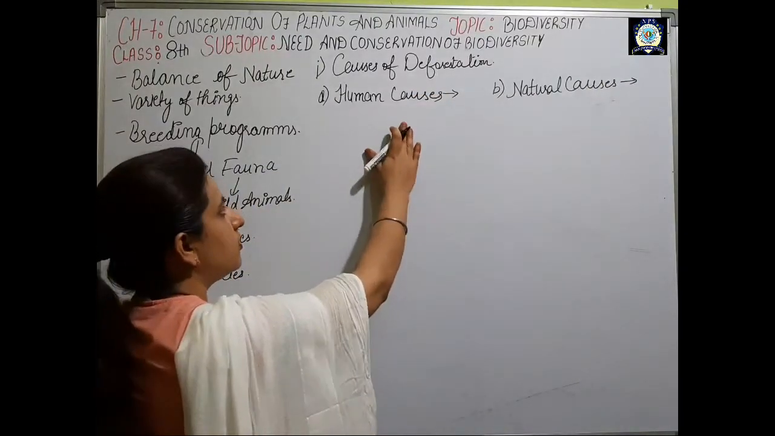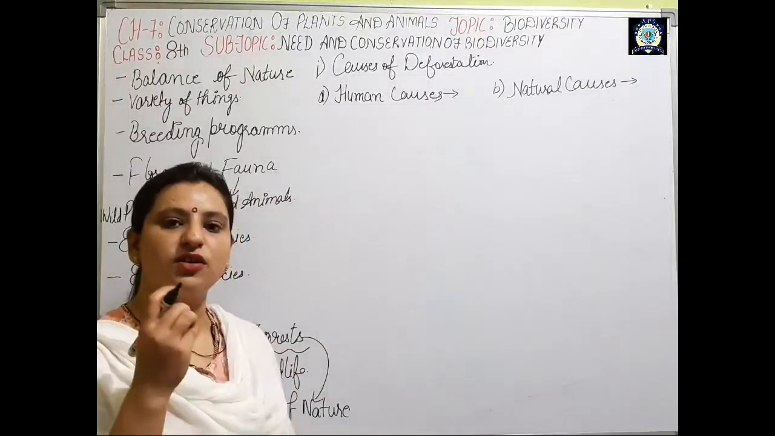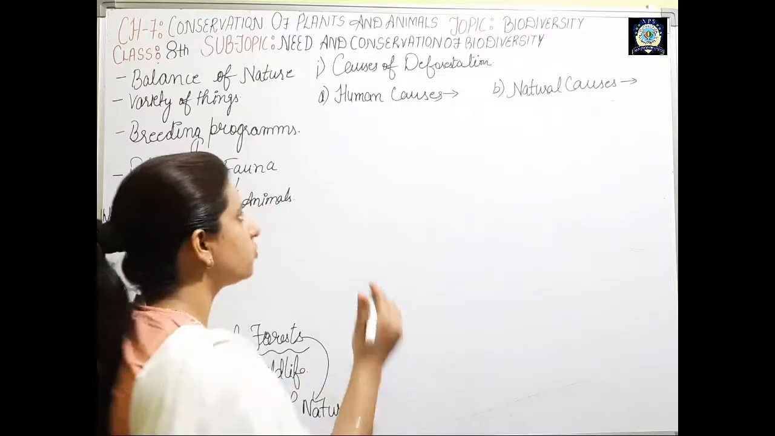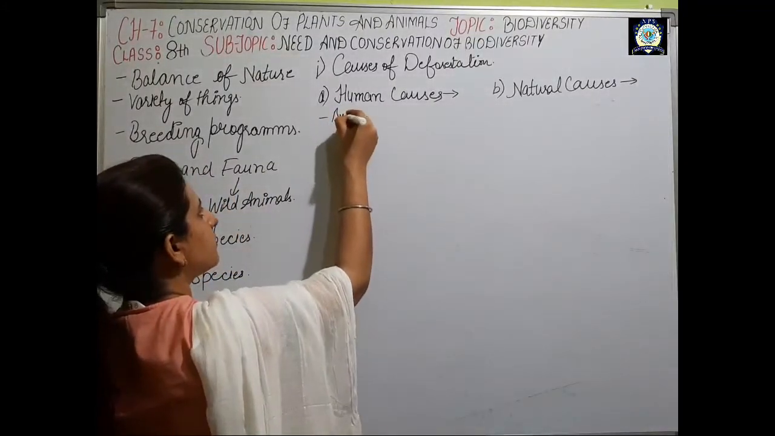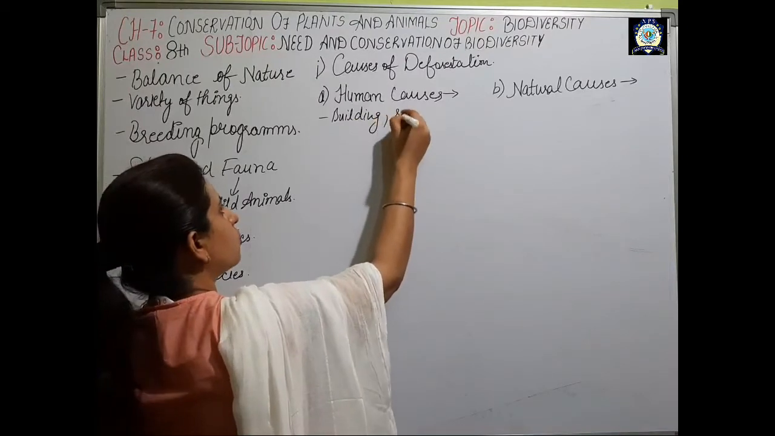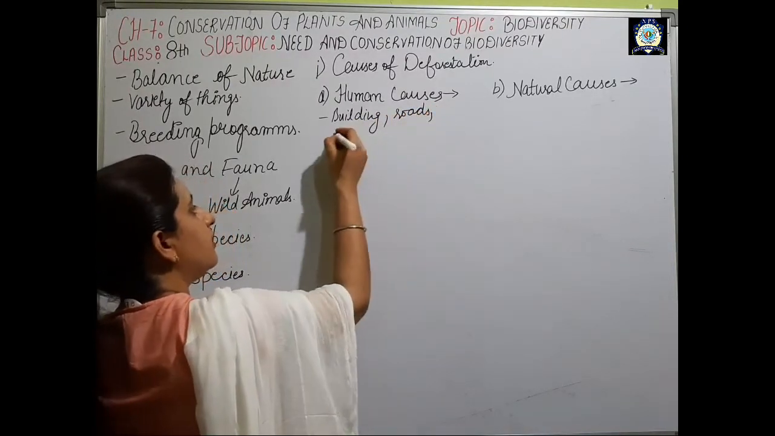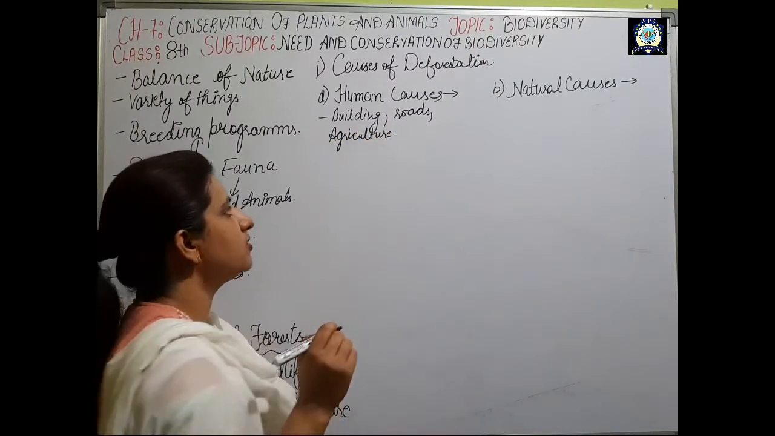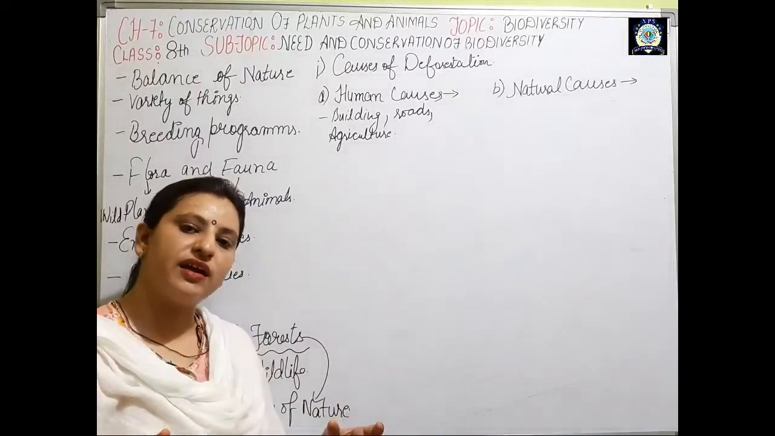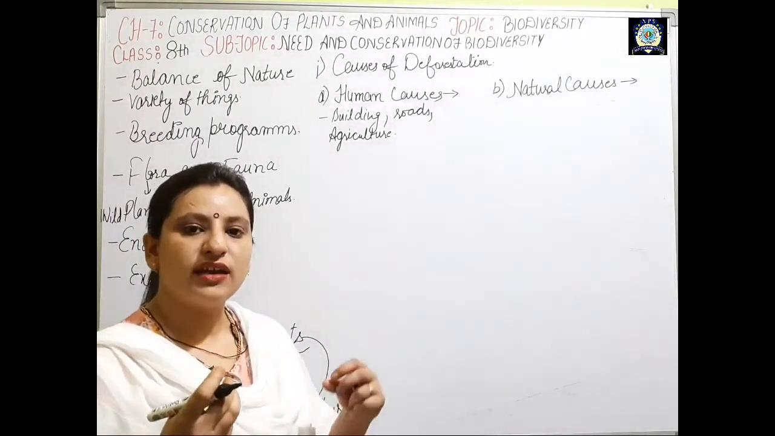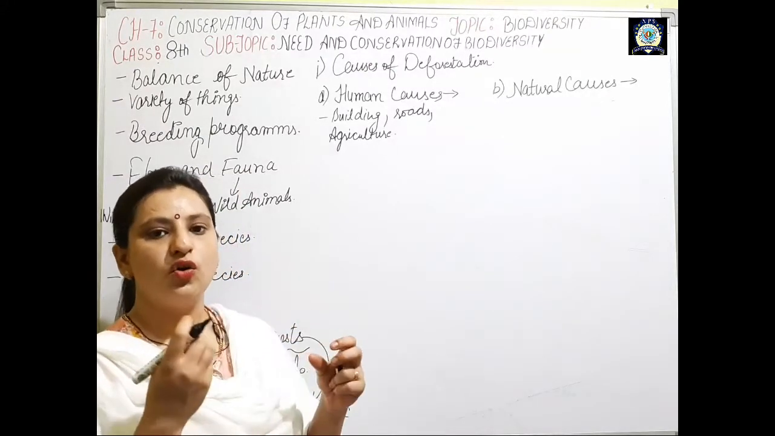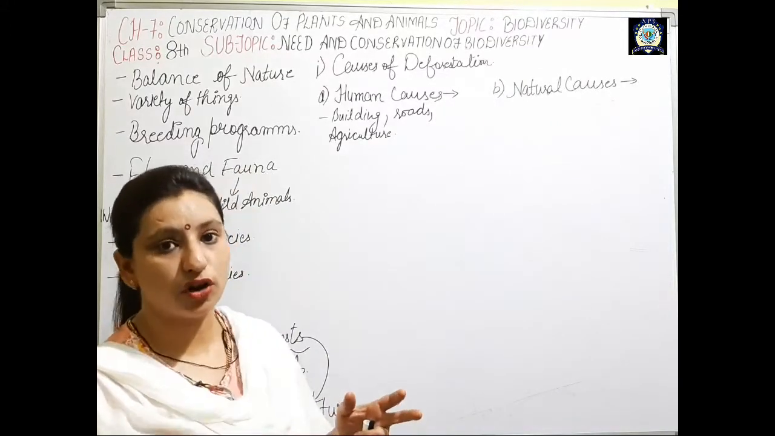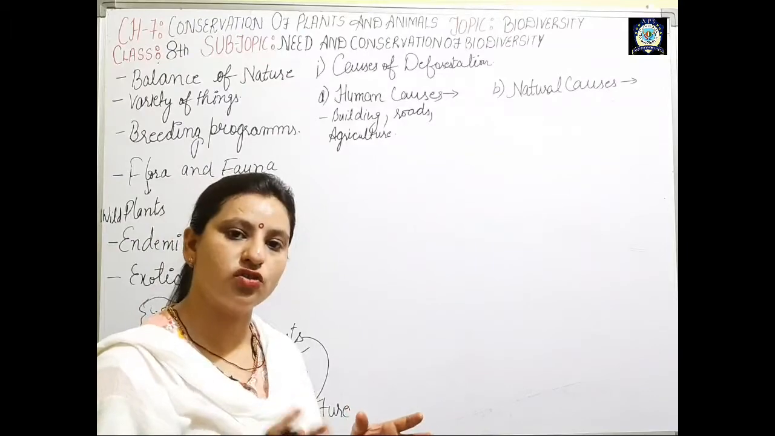If we go for human causes, then humans are using the forests for their own benefit, for making buildings or making roads, and increasing agriculture. Agriculture we have to expand. Why do we have to expand agriculture? Because we can easily withstand the food need of such a large population. So that's why we are clearing forests, so that we can use the land of that forest for agriculture purposes.